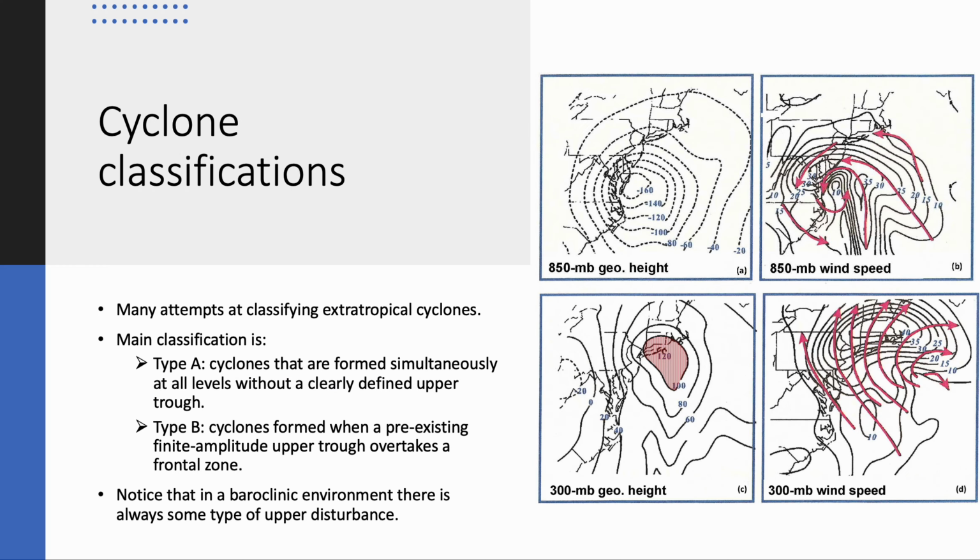And finally, just note that there are ways to classify cyclones. We talk about type A cyclones when they are formed simultaneously at all the levels without a clearly defined upper trough. And we talk about type B cyclones that form when we have these upper troughs that overtake the frontal zones that we talked about earlier. I think this is all I had to say about cyclones.